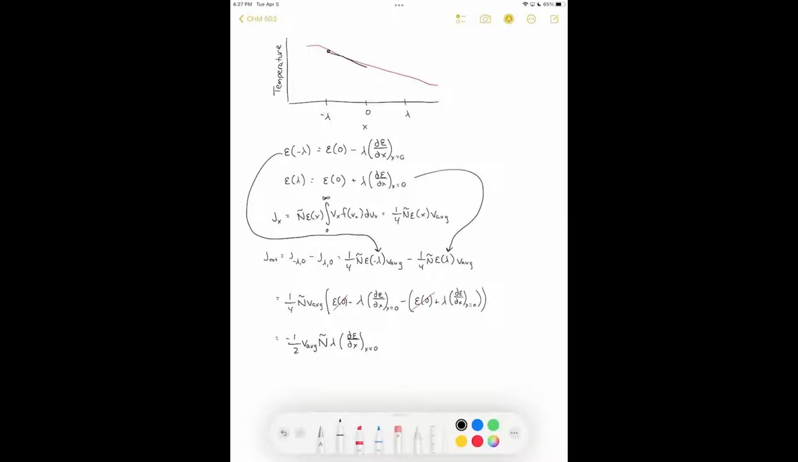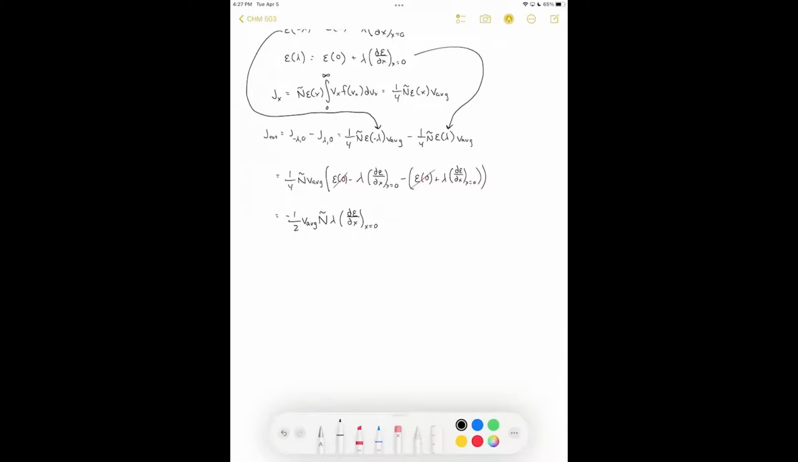To introduce temperature into this, we'll note that for monatomic gases, the energy is simply equal to 3/2 kT. So we'll substitute in 3/2 kT for the epsilon. 3/2 and k are constants. So we can pull the 3/2 out and the k, which will give us minus 3/4 now times k times the average velocity times the number density times the mean free path. And now we have our change in temperature. So we've established a temperature gradient with respect to x.